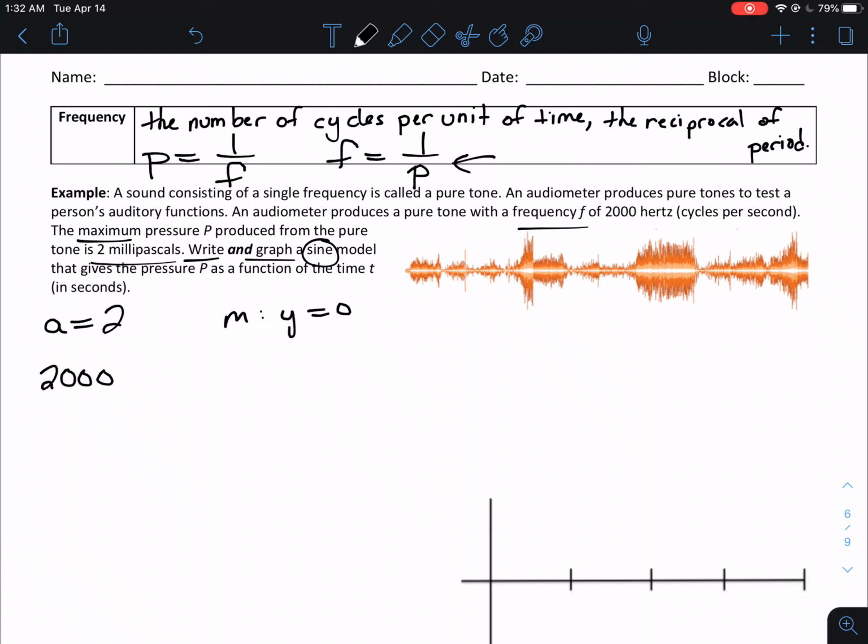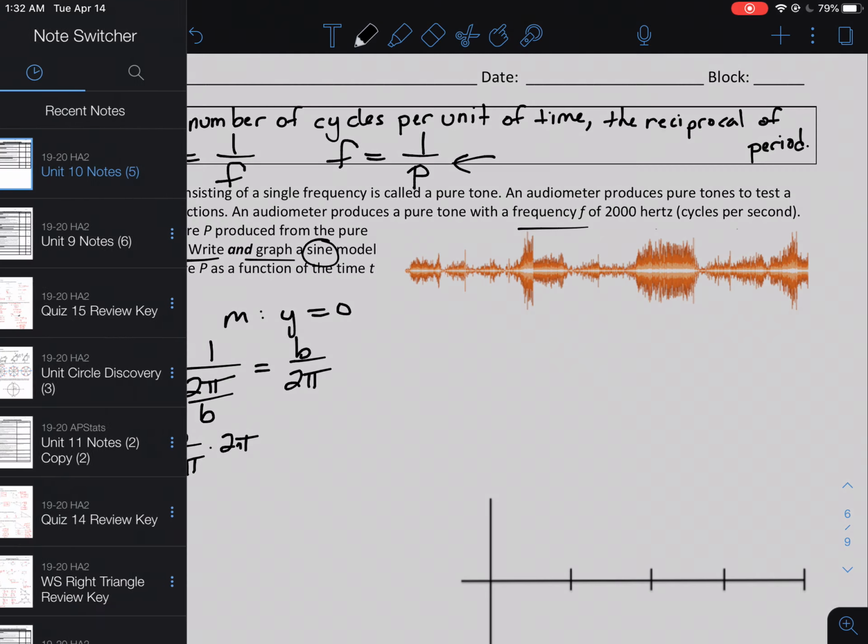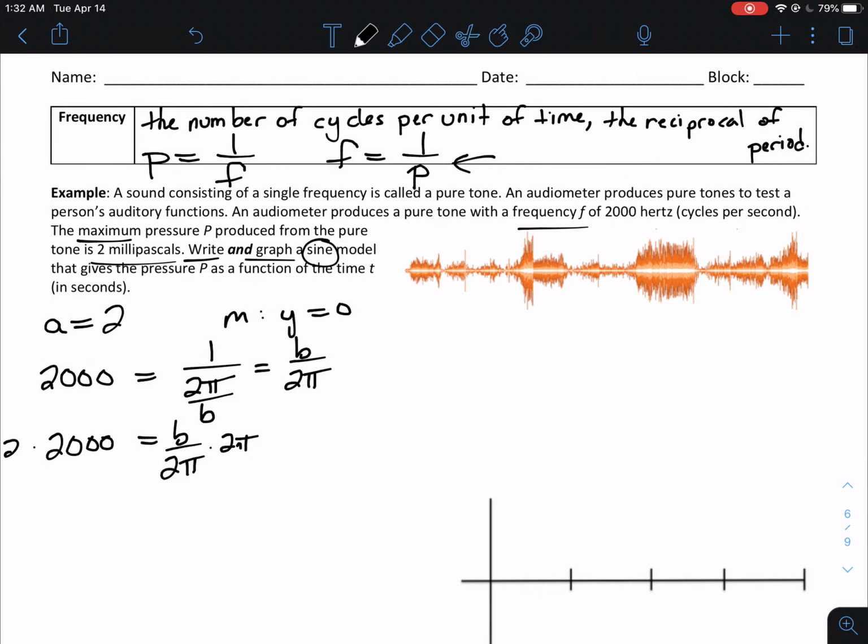So if I plug in 2,000 for f, it's equal to 1 divided by our period. And remember, for a sine model, period is 2 pi over b. Then remember that if you are dividing by a fraction, that's the same as multiplying by the reciprocal. So that would be the same as b over 2 pi. Rewriting that equation, we've got that 2,000 is equal to b over 2 pi. The only thing we have left to do is solve for b. So let's multiply by 2 pi on each side. And it looks like our b value is going to be equal to 4,000 pi.